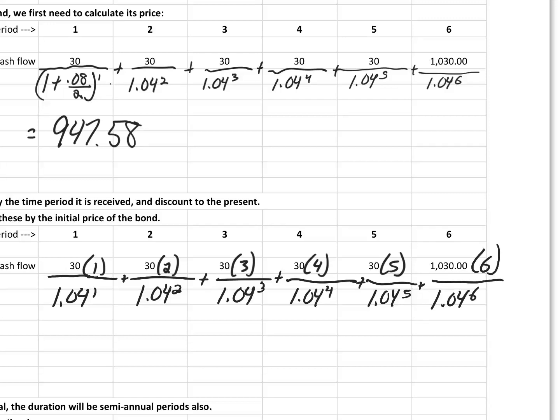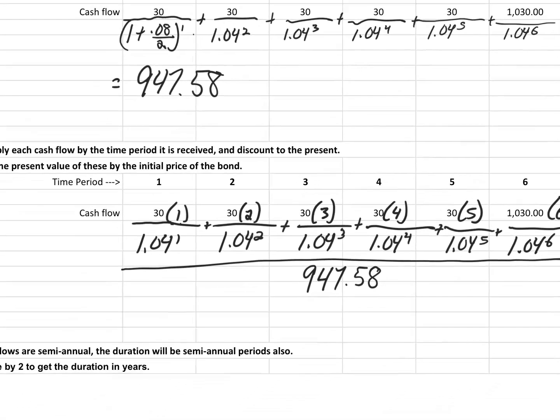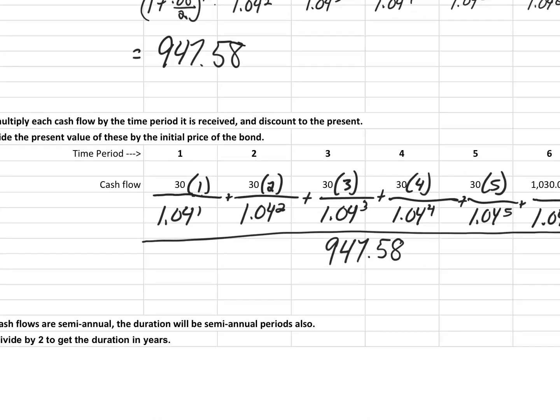Next, we take the sum of all of these and divide it by the price of the bond. When we do the math, we get our duration is 5.57.